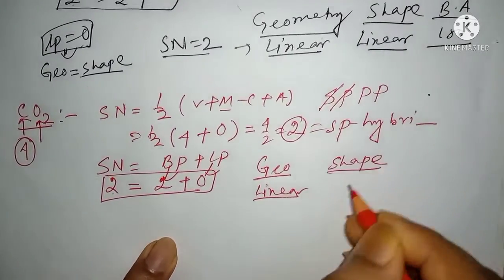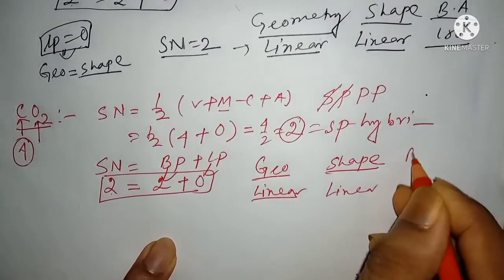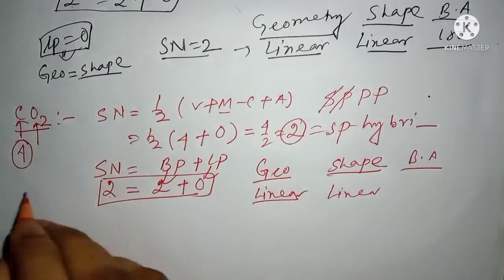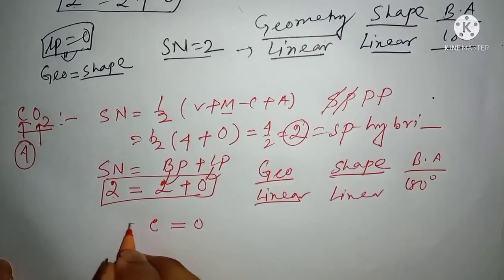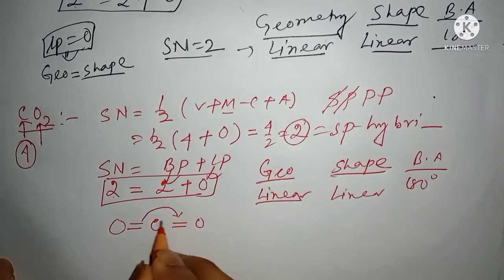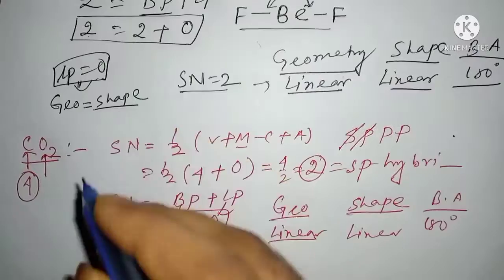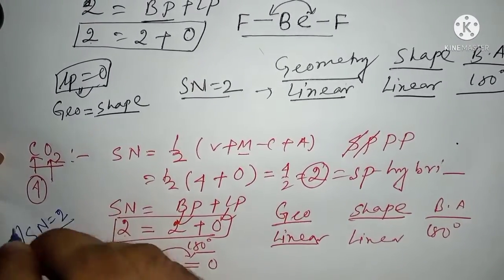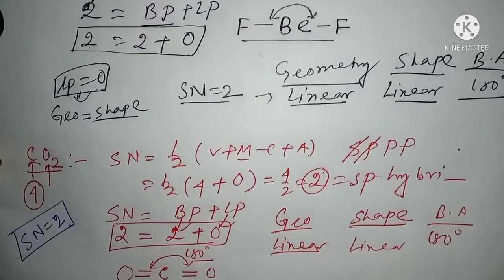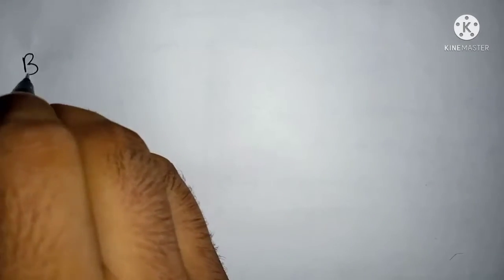And the shape: there is no lone pair, so the shape is also linear, and the bond angle is 180 degrees because the structure is linear, C double bond O, C double bond O. These two cases have steric number equal to 2. This is all about steric number equal to 2. Another example is BF3.